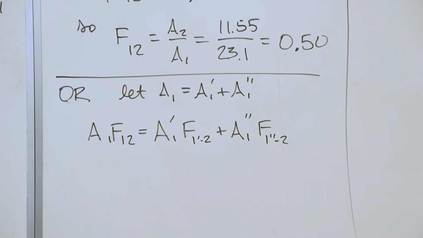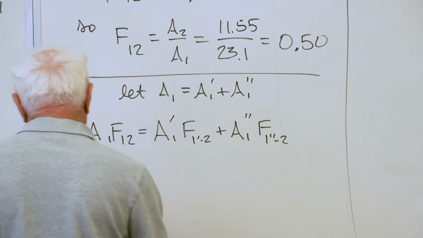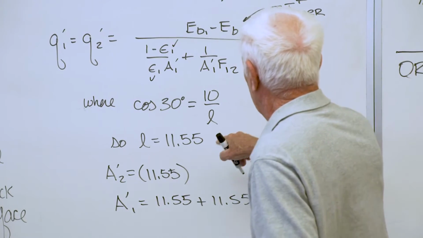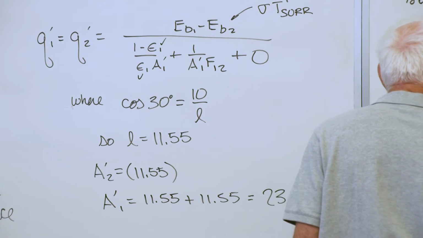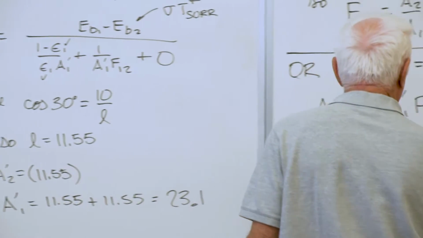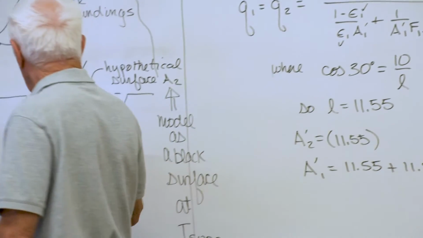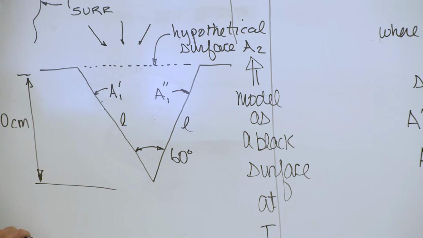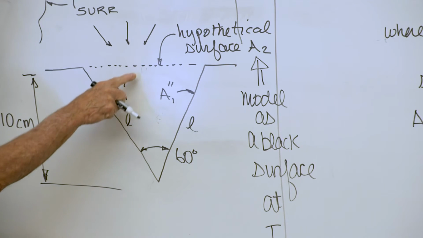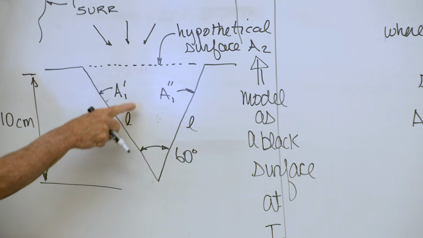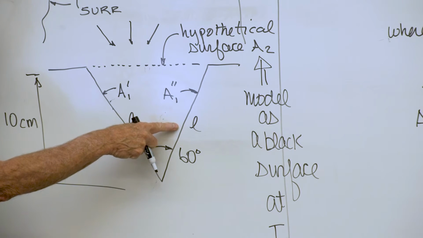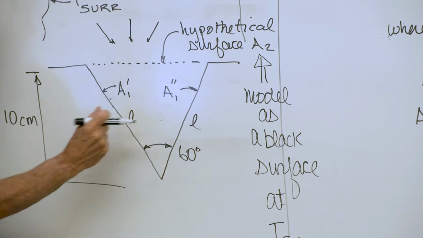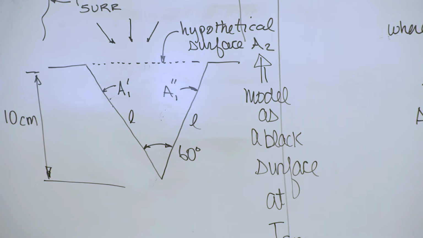Okay, so let's solve this guy. What's the left-hand side? The length L, 11.55. What's the view factor from the left-hand side to the top? It's an equilateral triangle. F from the left-hand side to the top is 50%, and F from the left-hand side to the right-hand side is 50%. Why? It's an equilateral triangle. It's symmetrical.